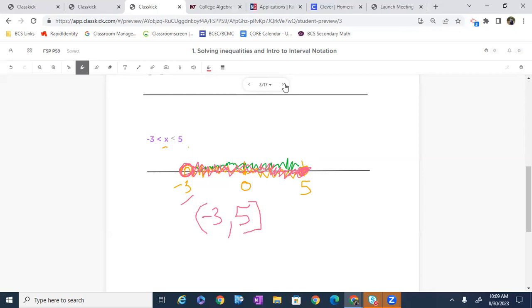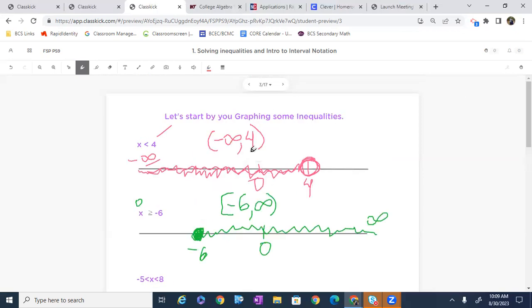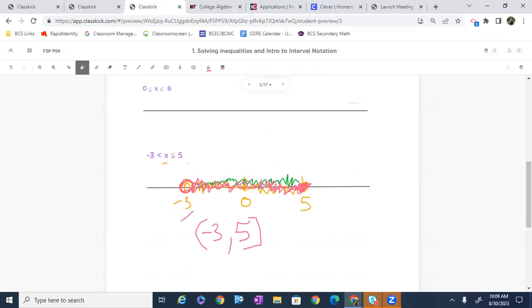That's how we're going to write interval notation. So you have a couple of examples there of how we write with negative infinity. We had an example of how we write it with positive infinity. And then we have an example where we start with one number and go to another number. All right, hope that helps with basic interval notation.